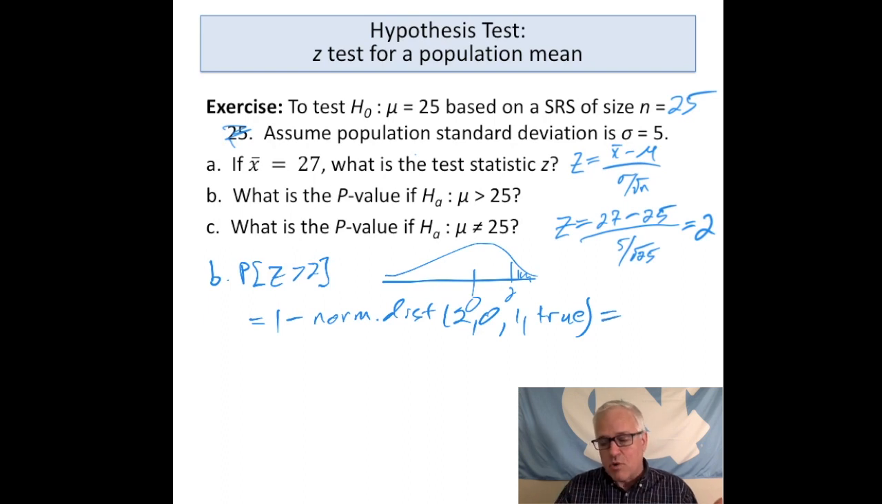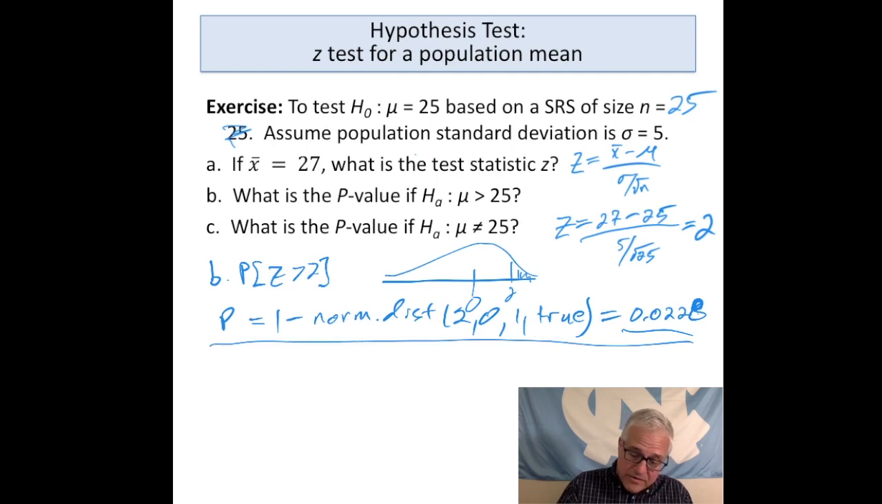But now we're becoming a little more sophisticated. We could actually calculate the number. It should be around 2.5%. In fact, the exact number is 0.0228. Pretty close to 2.5%, but not quite. Okay. So one-sided test, we would end up rejecting the null hypothesis because p is less than 0.05.